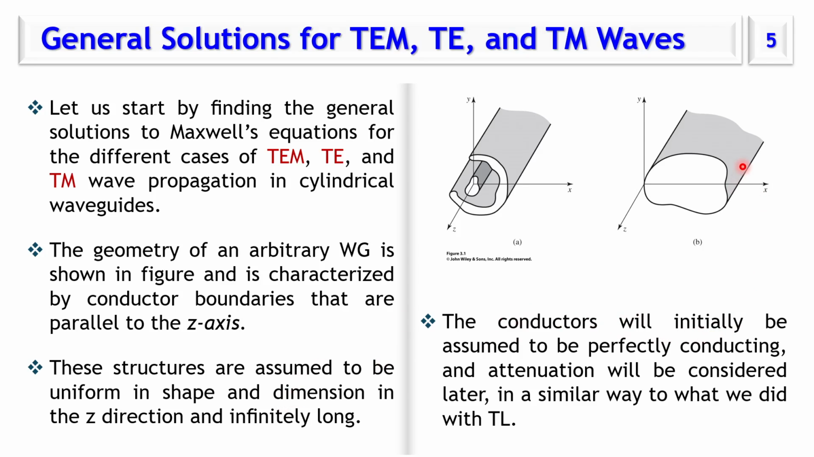The conductors, which form the boundary of this hollow pipe, or the inner conductor, are assumed to be perfect conductors first, so that we can simplify our analysis. Later on we can add losses, similar to what we did with the transmission line.